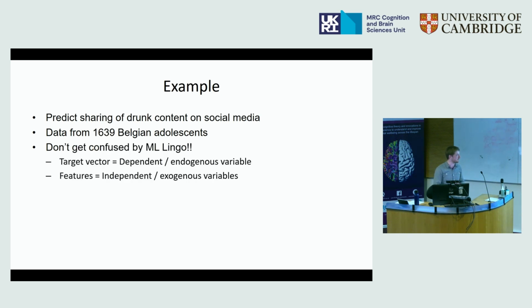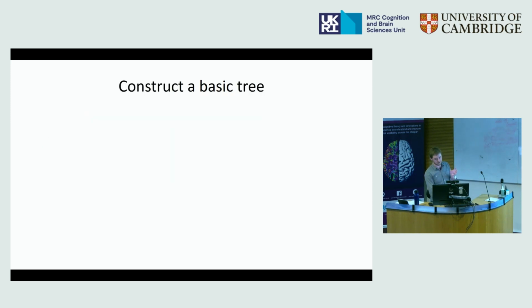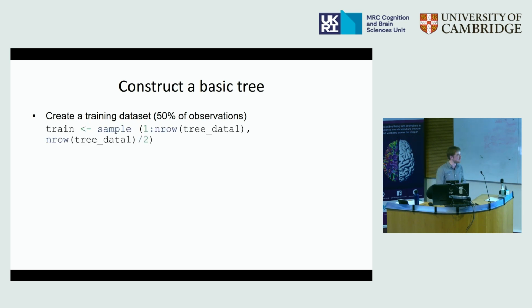Before I go into the code, don't get confused by the machine learning lingo. It will talk about the target vector, which is nothing else than a dependent variable, and features, which are independent variables, or endogenous and exogenous. We'll start with the basic tree. You create a training and a test data set, which is what you always do in machine learning applications, because otherwise you would tend to overfit your model.